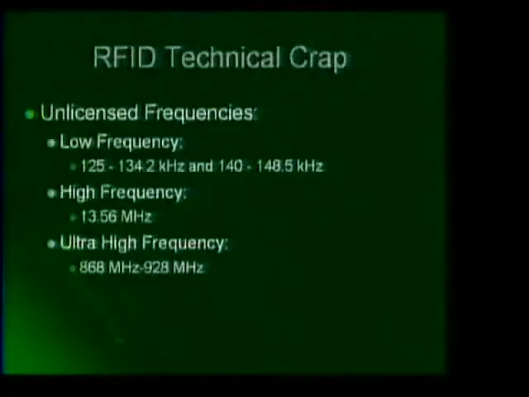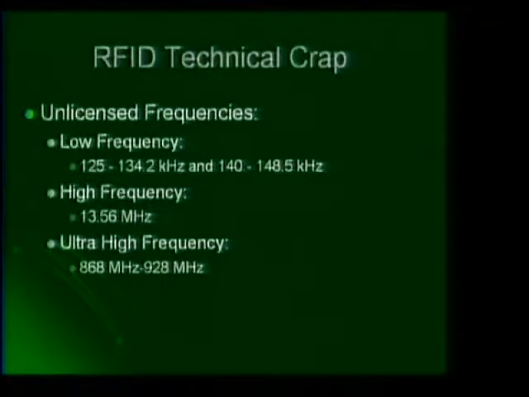All right. So here's basically what RFID uses to transmit. The unlicensed frequencies are the frequencies that anybody can use. You don't have to get an FCC license to use these frequencies. The low frequency is the cheapest frequency. Obviously, as you get higher frequency, it's going to cost you more. But the low frequency runs between 125 kilohertz and 148 kilohertz in there.